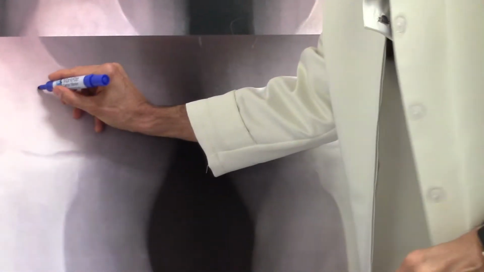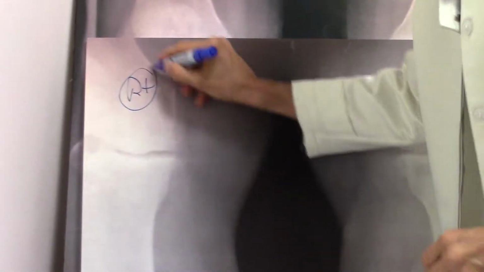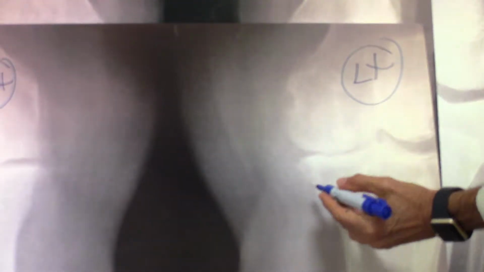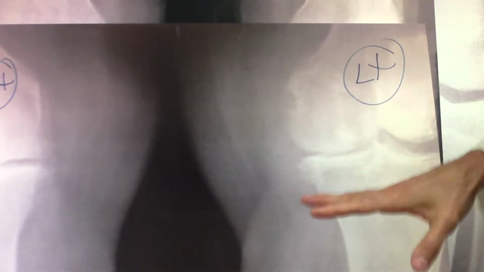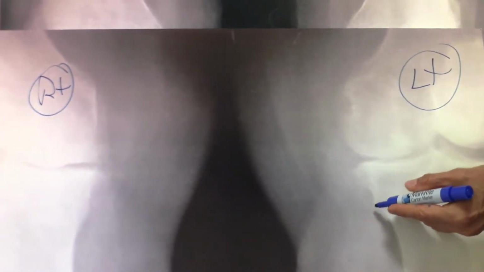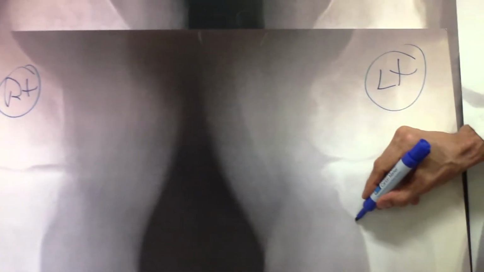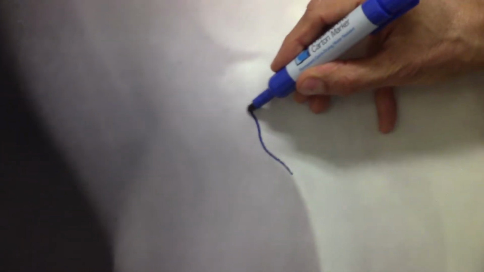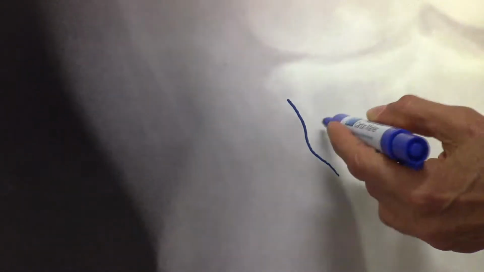This is the right, this is the left. Again, same story. Pain on the right knee started first, then it went over to the left. A lesion on the right, increased on the left. Again, look at the differences here. You see this concavity right here. See this concavity. Again, the tibial plateau is relatively normal. It's sclerotic, but it's relatively normal.